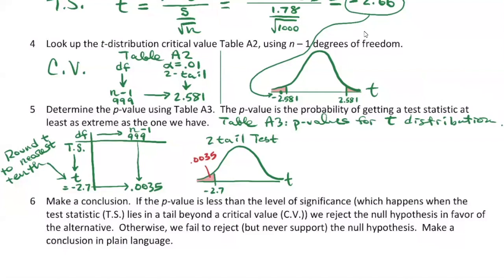That's not the p-value, because you also have to count the right tail. The p-value is the probability of getting at least this extreme, and on a two-tailed test, it's in either direction. So all you have to do is double it. So the p-value is 2 times 0.0035, which is 0.007. You can add a 0 after that if you want.